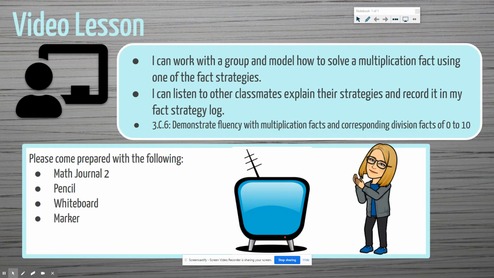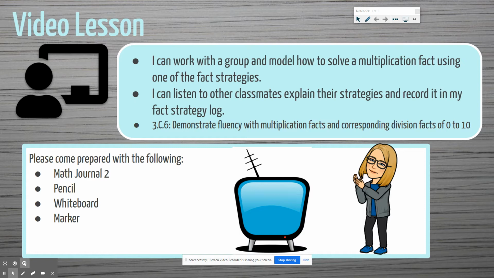And then you will play some baseball multiplication to practice your facts. So part of our goal for today is, if you're in person, you're going to be working with a group and modeling how to solve the multiplication facts using one of the strategies. But then I am also going to have some time where we're looking at other classmates explaining their multiplication strategies and then recording it on your own fact strategy log. So you're going to be doing this second part.